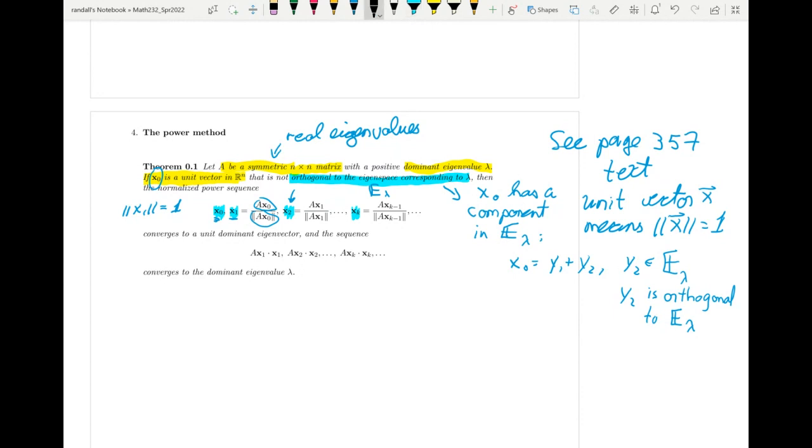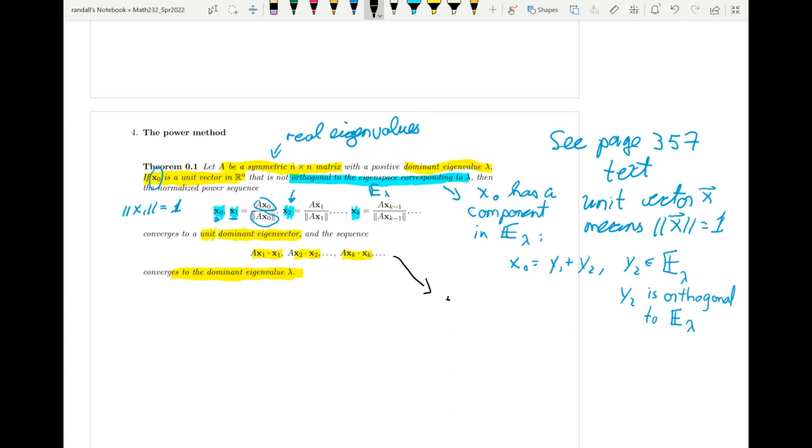Now, this next sentence is telling us that this product, a dot product of Ax with x, in the case x is x1, x is x2, x is xk, will converge to the eigenvalue. So the sequence of vectors is converging to a dominant eigenvector. Notice it will be norm 1, whereas this sequence of dot products will converge to the dominant eigenvalue.